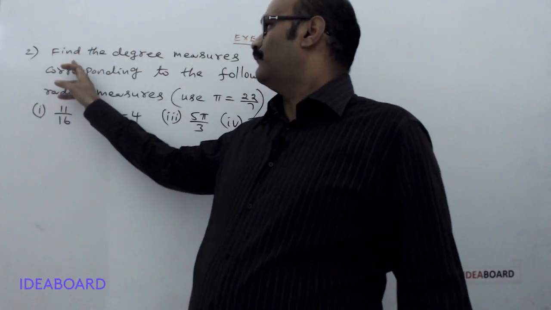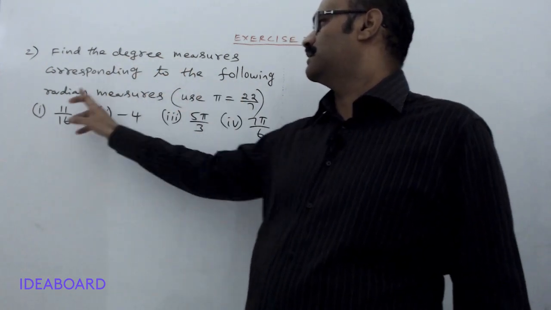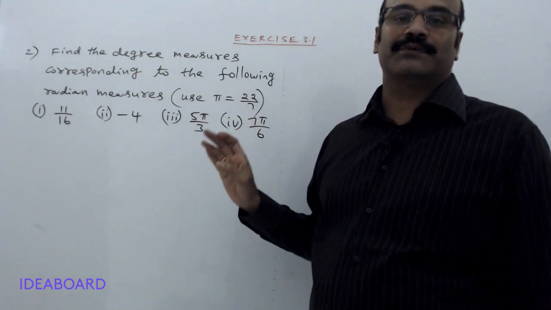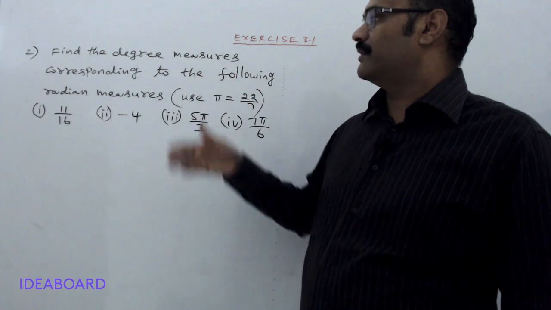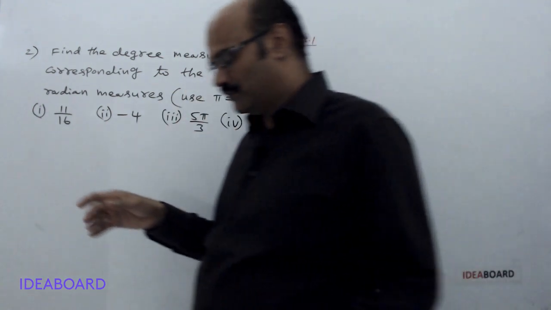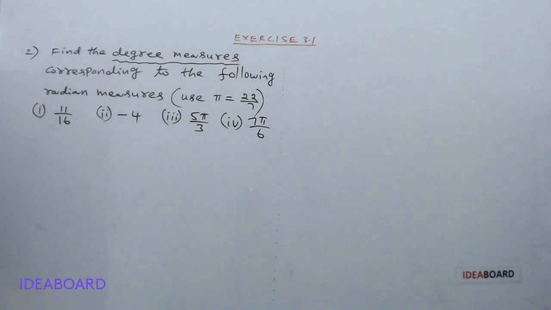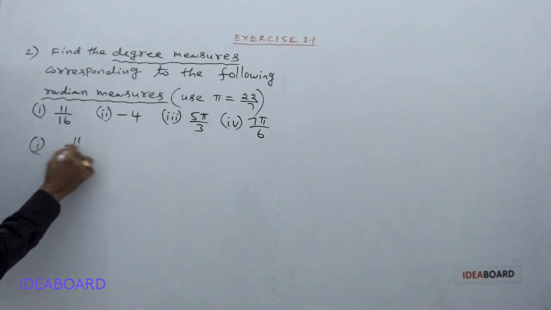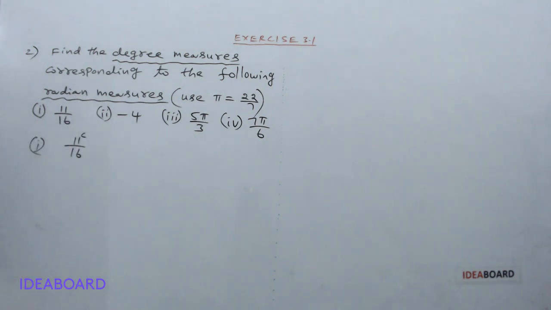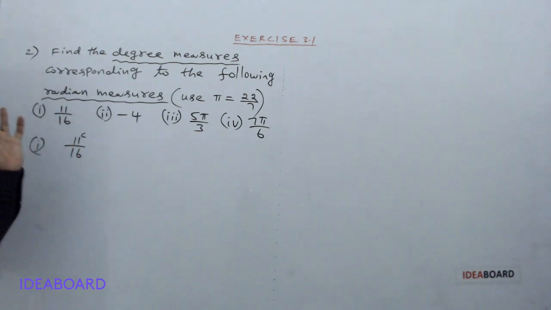Second problem, find the degree measures corresponding to the following radian measures. In the previous problem, we came to know how to write from radian measure to degree measure. Now we should write the degree measure corresponding to the following radian measure. First problem is given that 11 by 16 radians is given. Now we have to write this one in degree measure.